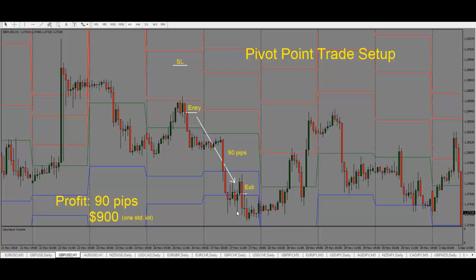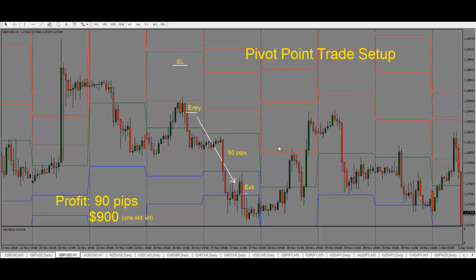Once we get this big bullish candle here, this is a bullish pin bar, and we see that twice price has not been able to break below the support, and for several hours price is just stuck here. So this is a good place for us to exit the trade. From entry to exit here, we get 90 pips in our trade.